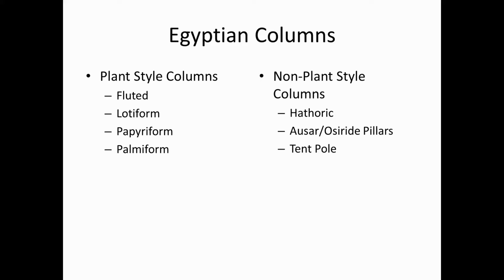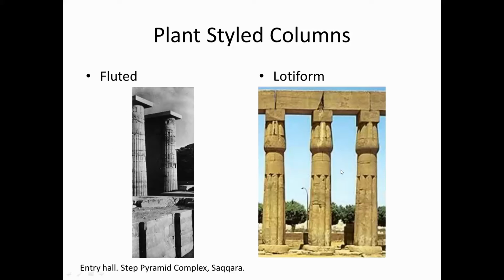We'll begin with the Egyptian columns, and the Egyptians had lots of different styles to their columns, depending on where they were being used. You have to remember the Egyptian period lasted a long time, so there was some variety over that time period. So we have plant-style columns, columns that look like various plants, palm trees, lotuses, papyrus, and non-plant styles. Right? So let's take a brief look at these. We're not going to spend a lot of time on them.